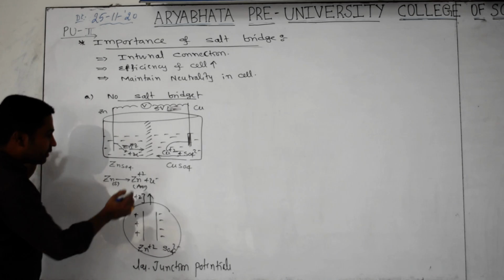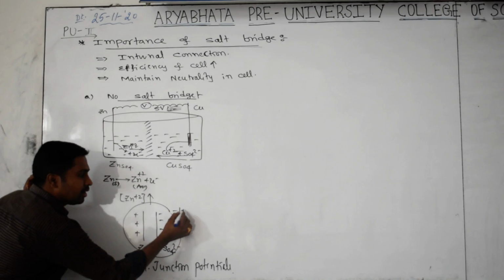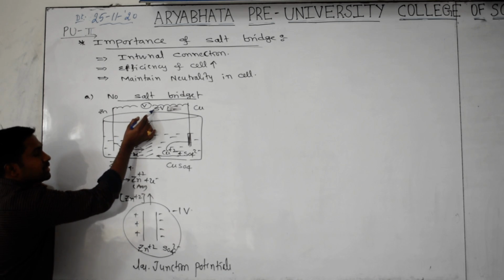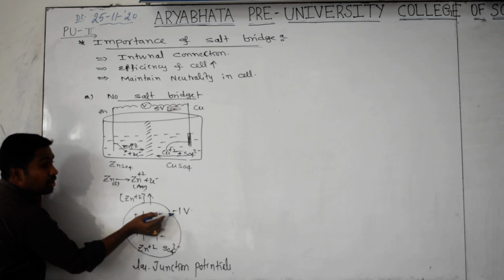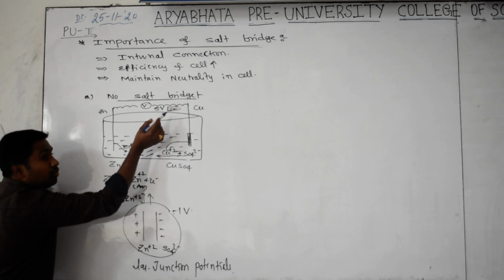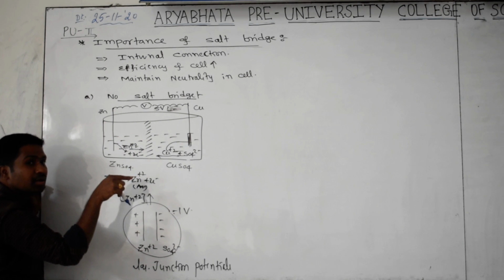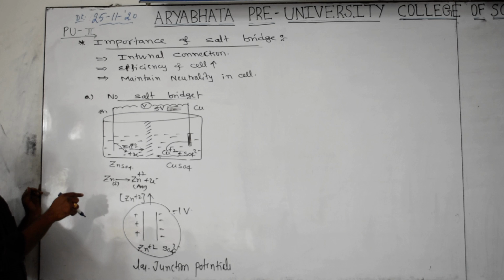Why? Liquid junction potential, for example, here is minus 1 volt. What do you observe here? The EMF of the cell and the liquid junction potential have opposite signs. Actually we should get 6 volts, but only 5 volts is coming. How much loss? 1 volt. Why? Because of the liquid junction potential.